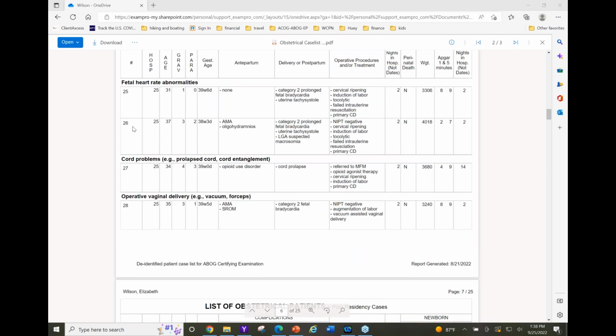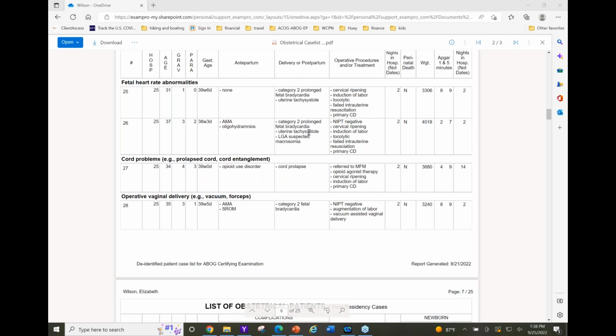I'll tell you what, let's talk about case number 26. Okay. So my first question, I see here LGA suspected macrosomia listed as a delivery or postpartum complication. What's the difference between LGA and macrosomia?